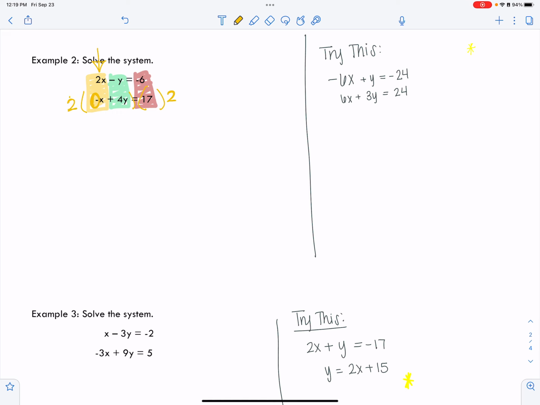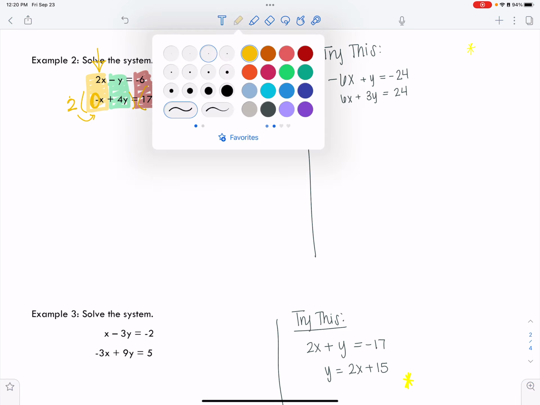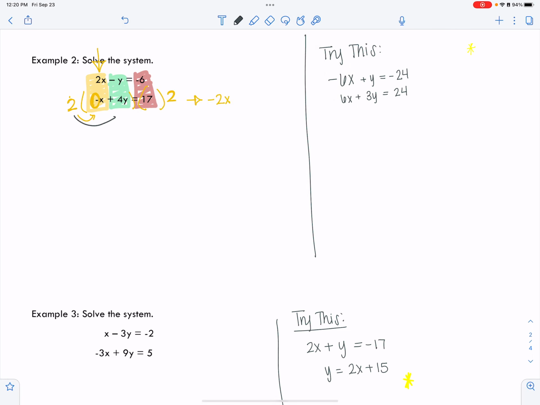If I do that, now my x's are going to cancel. You could have decided to cancel the y's. If you did that, you would multiply both sides by 4, and then that would make the y's cancel out. But we're going to do the x's for this one. And so 2 times -x is going to give me -2x. And then 2 times 4y is going to give me 8y. And 2 times 17 is going to give me 34. I'm going to carry that top equation over.